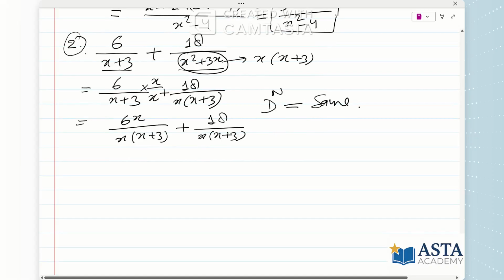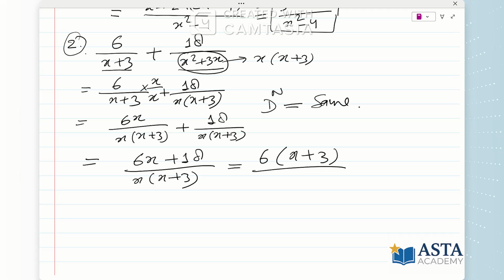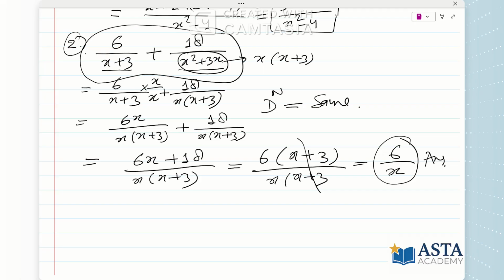because your denominator is the same, this will be the sum of your numerators, 6x plus 18, divided by x into x plus 3. In the numerator, you will have 6 as the common factor, and the other factor will be x plus 3, and then you have x into x plus 3. The x plus 3 gets cancelled out, and this is equal to 6 over x. So 6 over x is your answer, which is quite compact for this problem, where you have to add two different rational expressions.